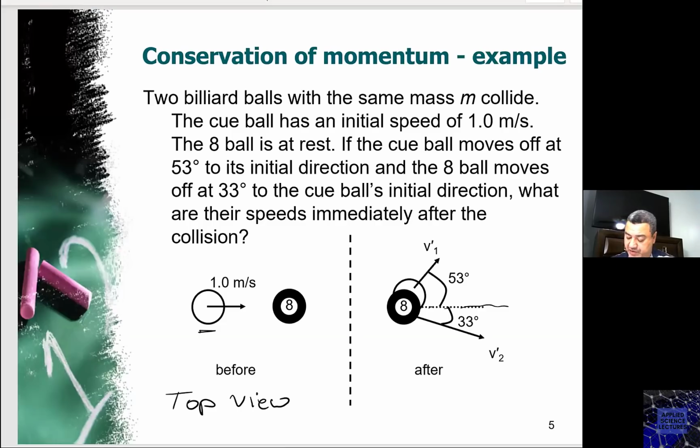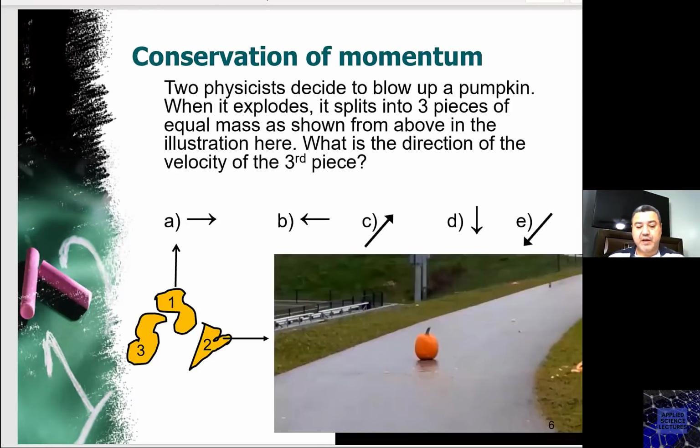Okay, now let's move on to this example. If we look at this example, we have a pumpkin that is being exploded. It splits into three pieces of equal mass as shown here. What is the direction of the velocity of the third piece? So we have piece number one, they went north. Piece number two went east. And now we need to estimate what is the direction of piece number three.